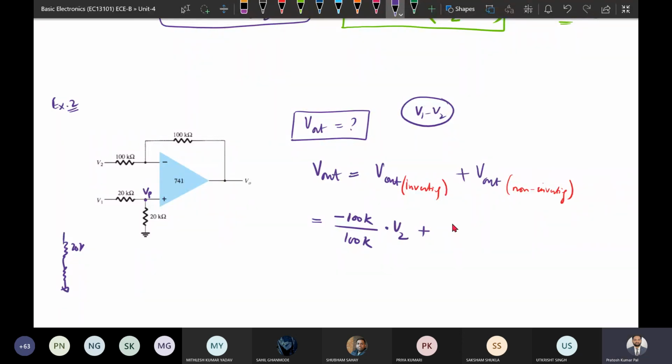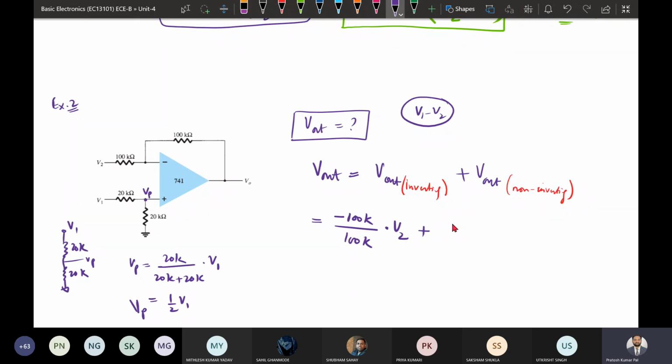So this is 20k and this is 20k, and this is our Vp and this is V1. So Vp from there will be 20k divided by 20k plus 20k, into V1. So it is 1 by 2 V1. This is our Vp. So from there we have got the Vp in terms of V1.